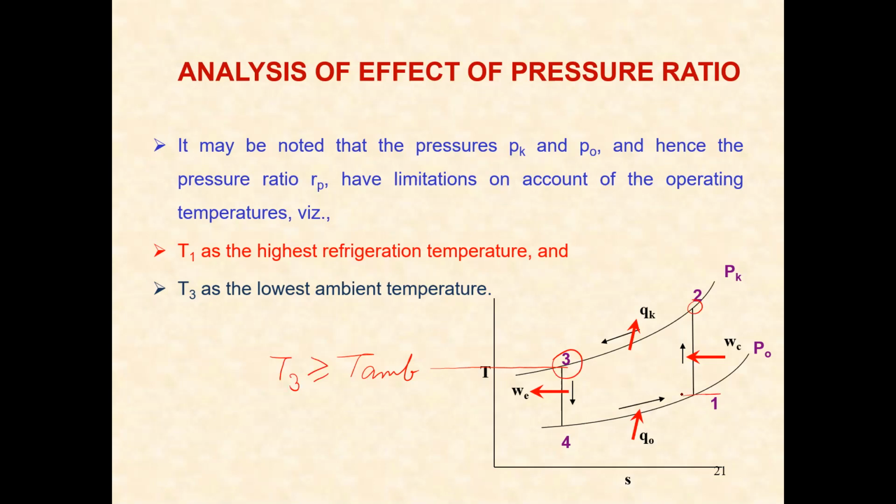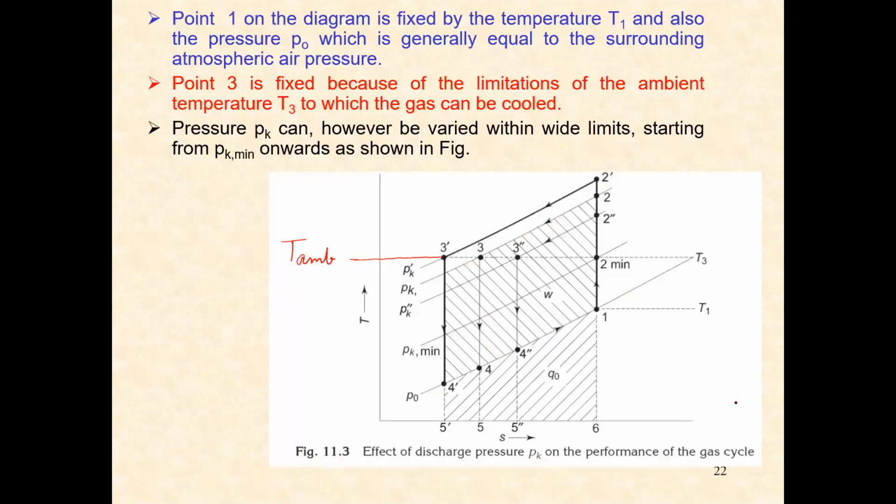Now this is T1, which is the maximum refrigeration temperature which we would like to attain, and basically the cycle is working between temperatures T1, T2, T3, T4. So basically two temperatures are fixed: temperature T1 is fixed and temperature T3 is fixed. Why fixed? Because we won't like to go above temperature T1 during the refrigeration process, and T3 depends upon the ambient temperature conditions.